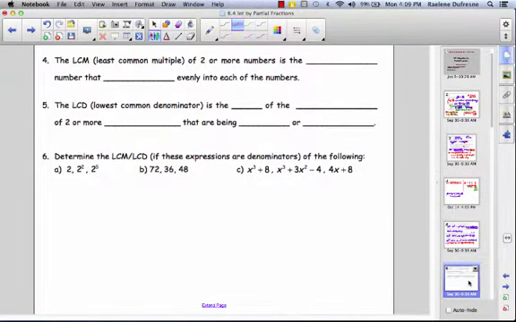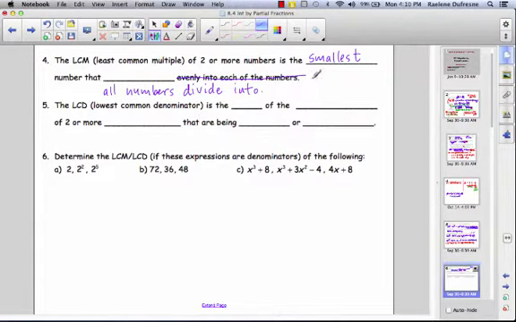In number 4, the least common multiple of two or more numbers is the smallest or least number that, this is actually incorrect, so I think I'll just cross the rest of this off and fill it in. That all numbers divide into.